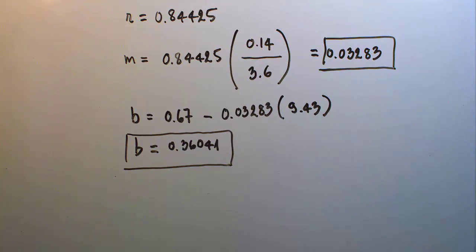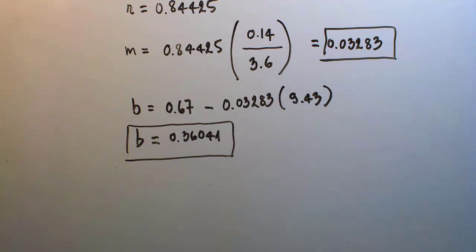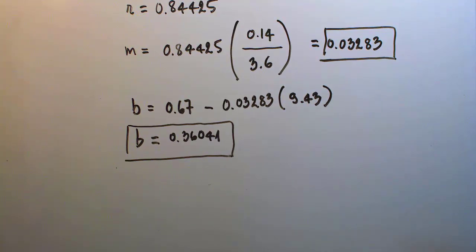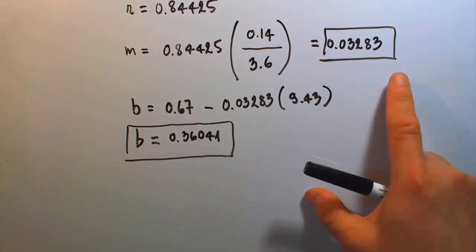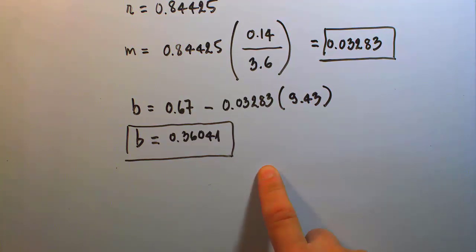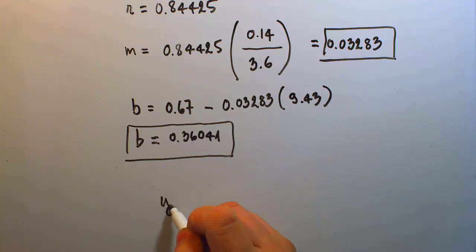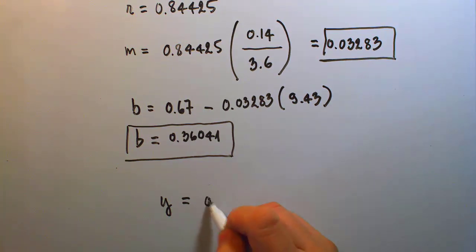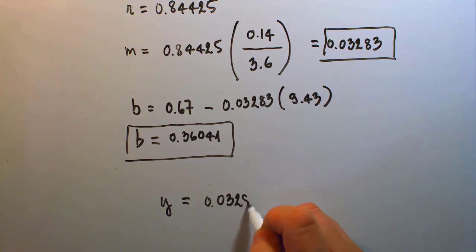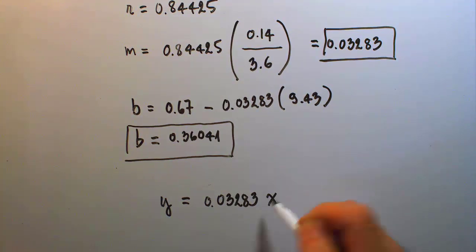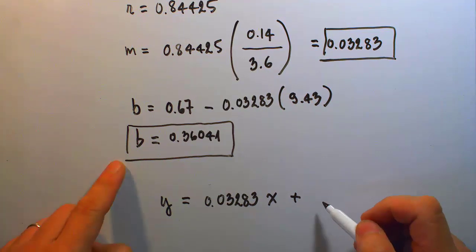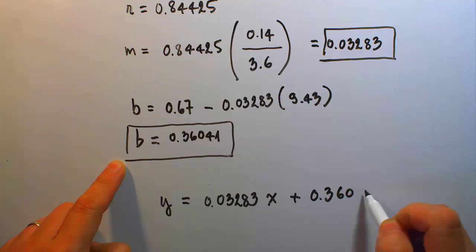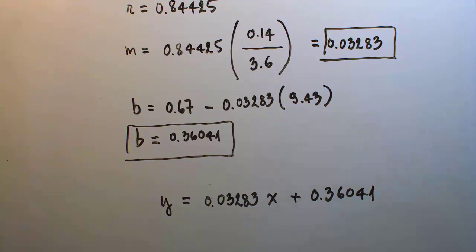And so, back to what we are doing here, and we're almost finished. We're now ready to conclude our best fit line equation. So the equation now is y equals, we have the slope value ready, 0.03283 x plus, and the y-intercept here is 0.36041.